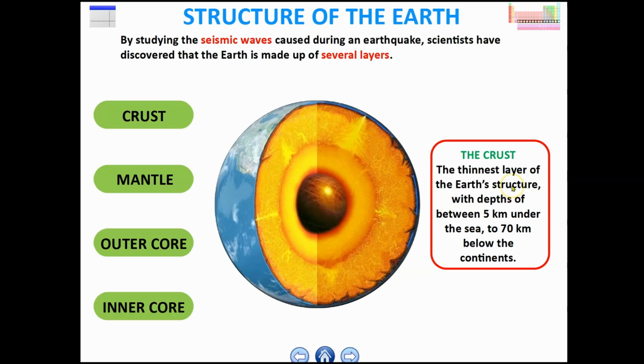So we start off with the crust, which is the thinnest layer of the Earth's structure, between 5 kilometers and 70 kilometers thick below the continents. Interestingly, there are some massive lakes and oceans underneath the crust. Where the cracks are formed and the water has gone in underneath, there's actually quite a lot of water trapped in layers, forming massive seas.